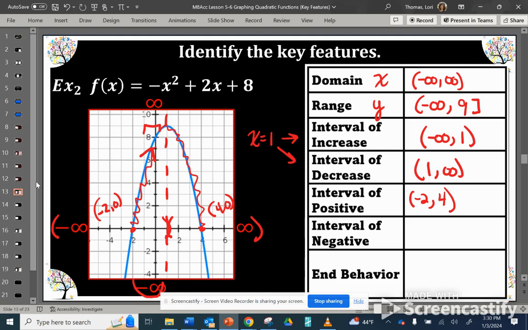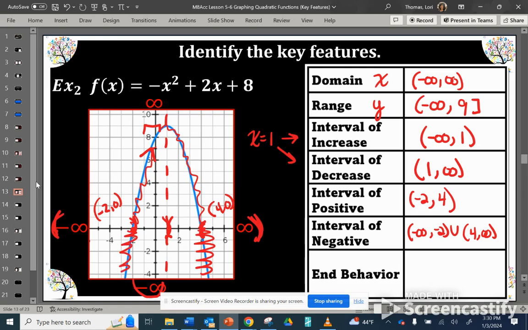Then our interval of negative, so what's below the x-axis, giving us negative y values. We can see all the values below the x-axis are negative. So from -infinity up until -2, in this area, the y's are negative. Again, not -2 though. Then we're going to unite that with 4 to +infinity. From here to here, the y values are negative.